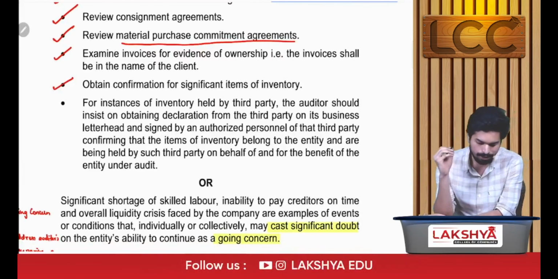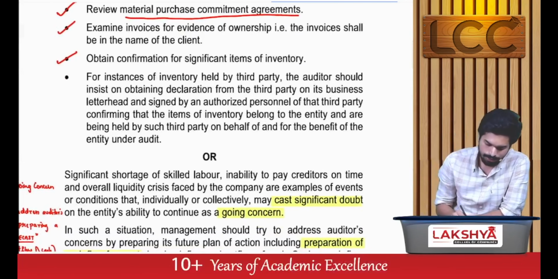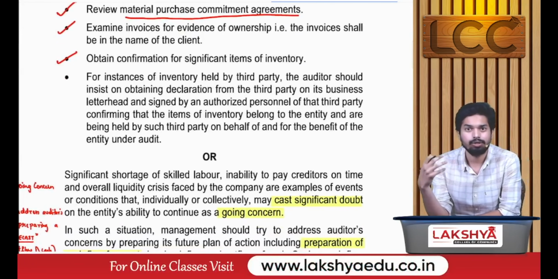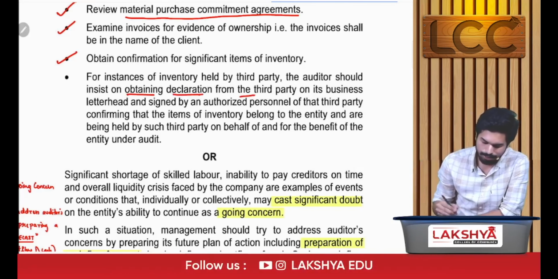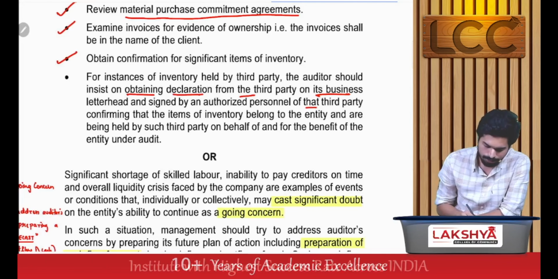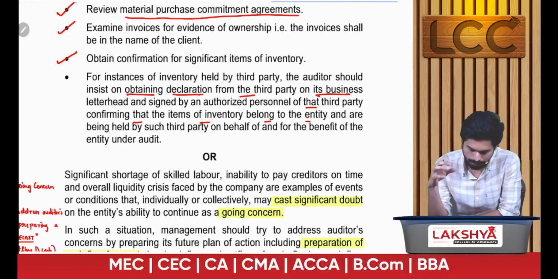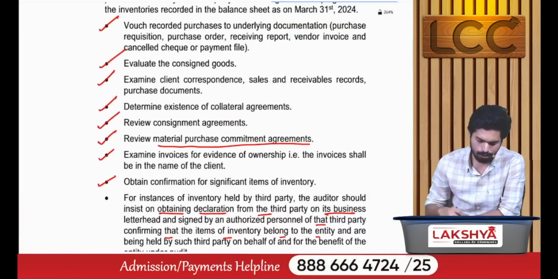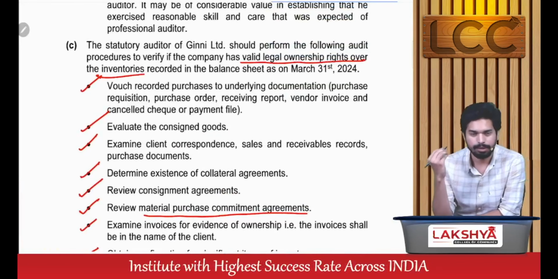And lastly, obtain confirmation for significant items of the inventory. Nothing but, for instance, inventory is held by the third party. Assume inventory held by the warehouseman, I mean in a warehouse, or inventory held by a job worker. The auditor should insist upon obtaining declaration from such third parties on their business letterhead and signed by an authorized personnel of that third party, confirming that the items of the inventory belonging to the entity and are being held by such third party on behalf of and for the benefit of the entity under audit. So these are the various procedures which auditor has to perform to verify if the company is having a valid legal ownership rights over the inventories.